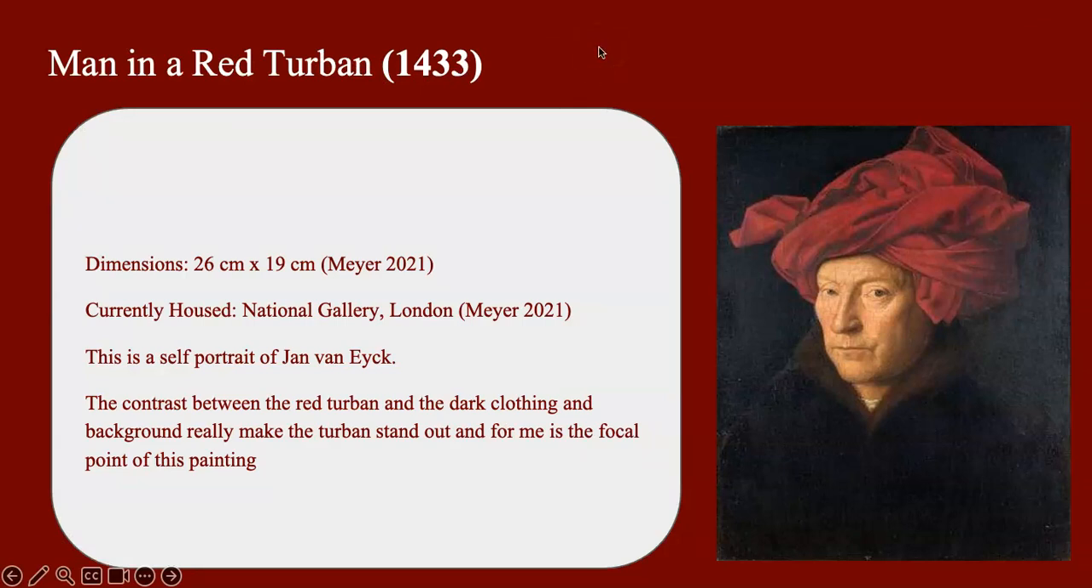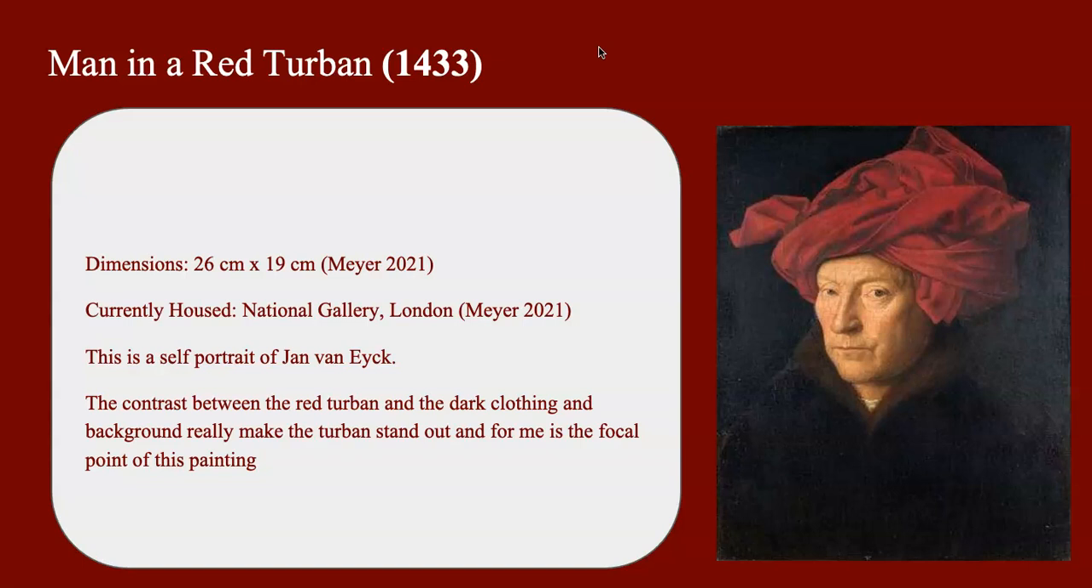All right, so Man in a Red Turban, 1433. I really enjoyed this one, just looking over it and all the detail. Dimensions are 26 centimeters by 14 centimeters. Currently housed in the National Gallery in London.